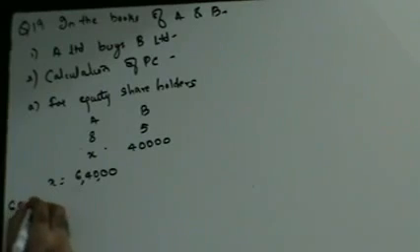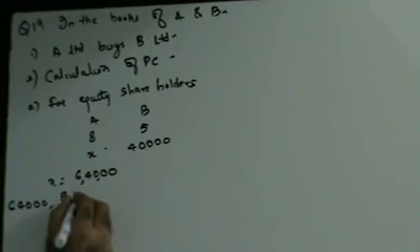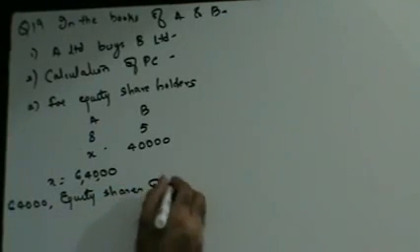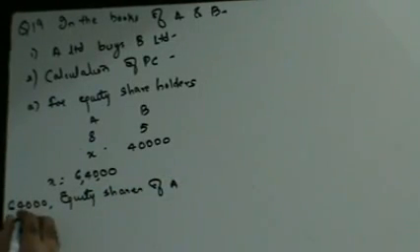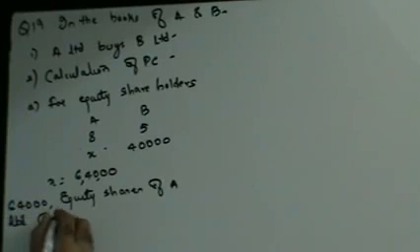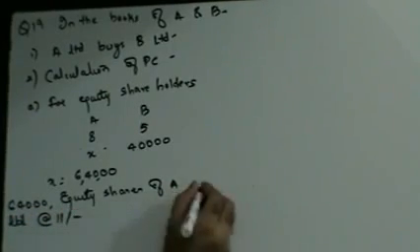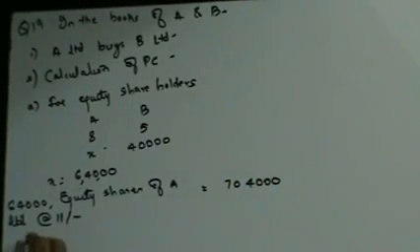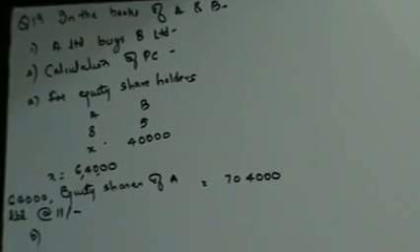So 64,000 equity shares of A Limited at the rate of 11 per share. Someone please calculate 64,000 into 11. 7 lakh 4,000. Next, this is what the equity shareholders are going to get.